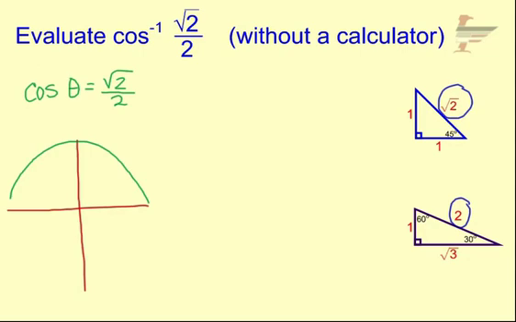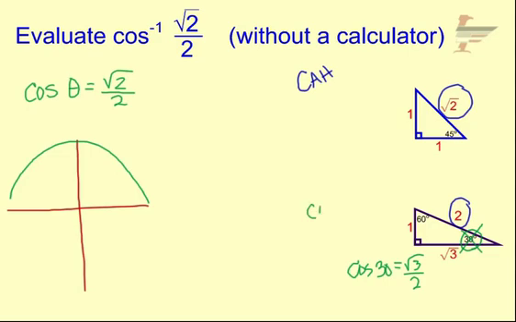For cosine, cosine is the CAH, so adjacent over hypotenuse. Let's just take a look for a second at the 30, 60, 90. If we're going to look at 30, so cosine of 30, adjacent is going to be root 3 over hypotenuse, which is 2. Well, that's not root 2 over 2, so I know it's not 30.